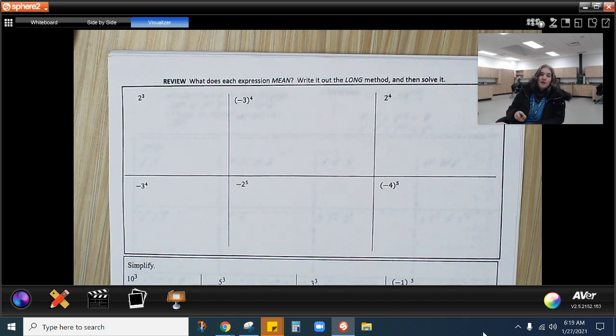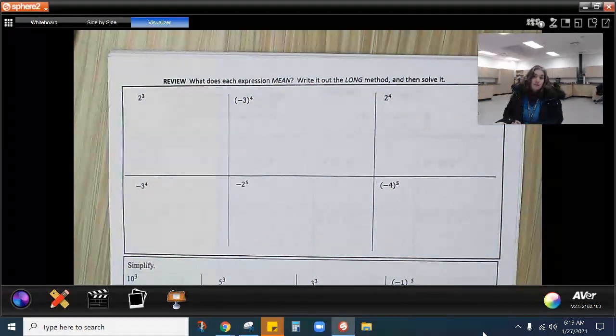Good morning, algebra. So we are starting a brand new unit. It's the first part of chapter 6. It starts off with a little bit of review because we're going to be talking about exponents for the next few weeks, all right? So just a reminder about what exponents are.